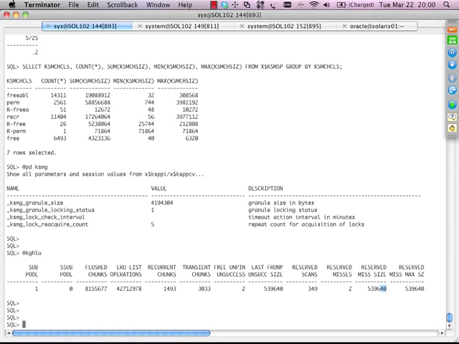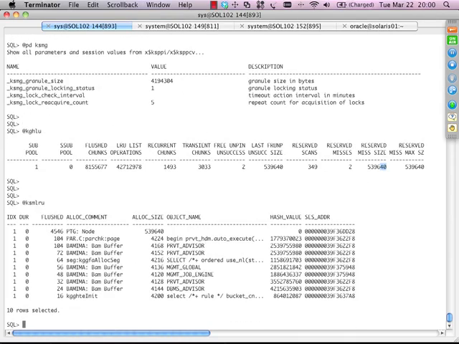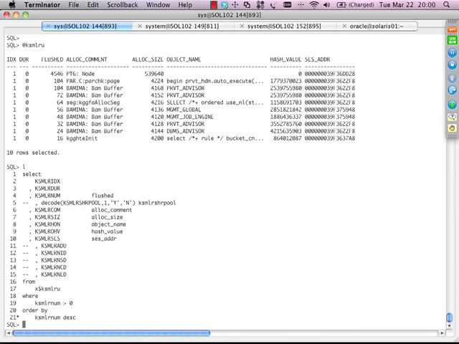Before I look into a trace file, I think we are running out of time as well, so I'll show you another script. This is based on an X$ table. There is a table called X$KSMLRU, and I just have a script with this name. So I select from X$KSMLRU. And X$KSMLRU is a really useful view which shows you who flushed out what and why.